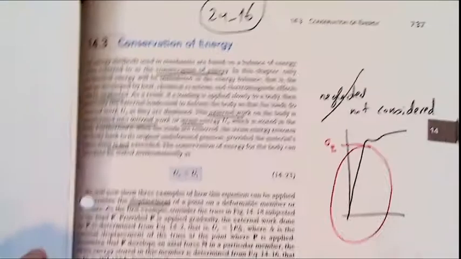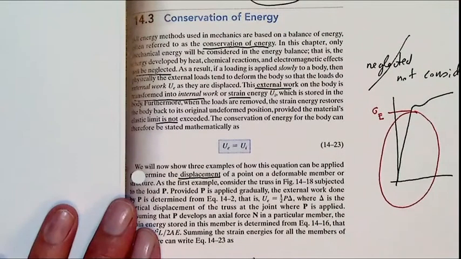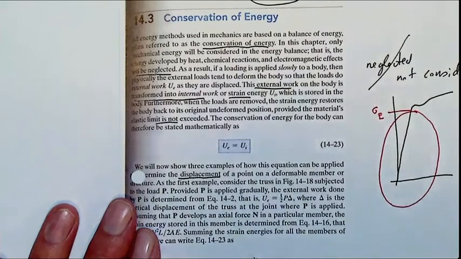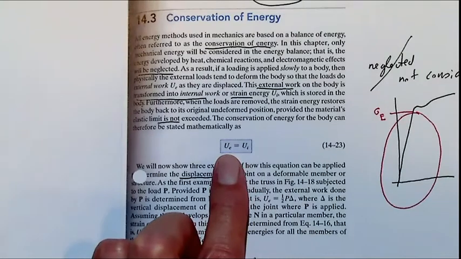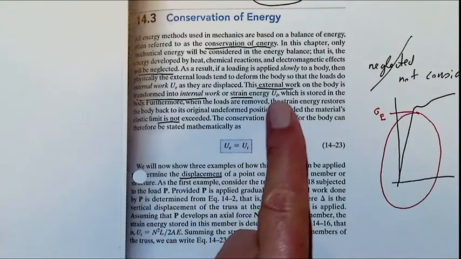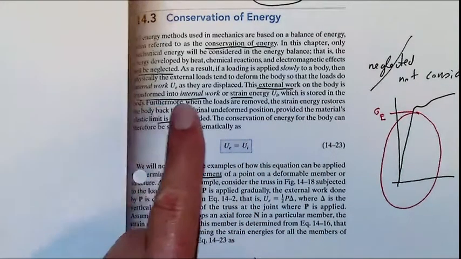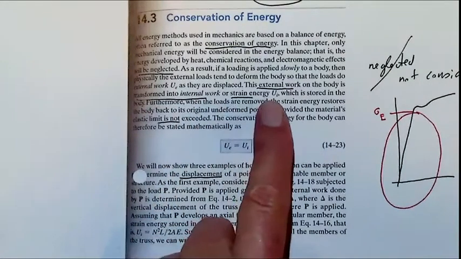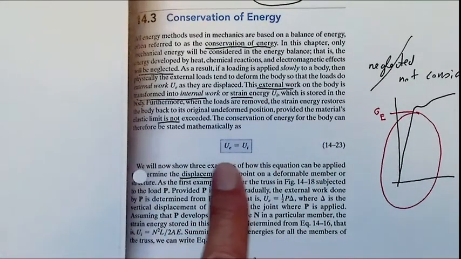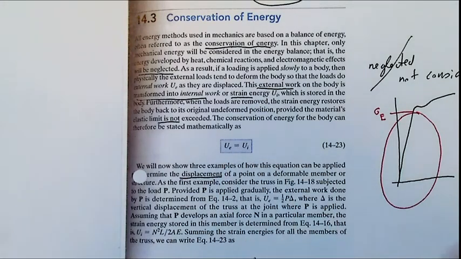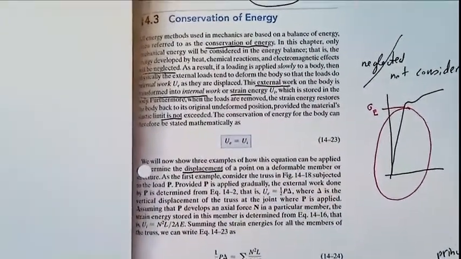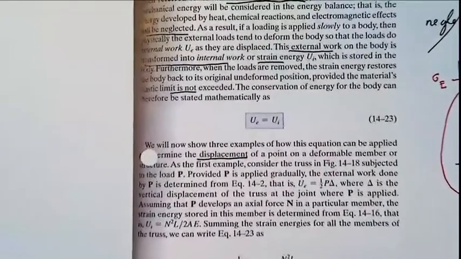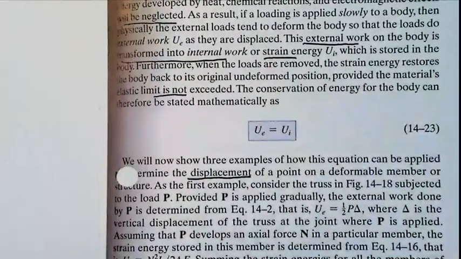So, we talked first of all about conservation of energy, meaning that internal work equals stored potential energy. This external work on the body is transformed into internal work or strain energy, UI. And these two quantities are equal. We talked about there is no friction, there is no other damping factors, etc.